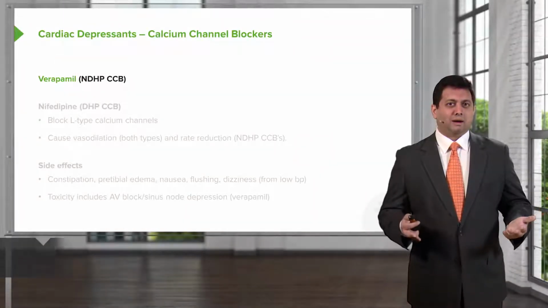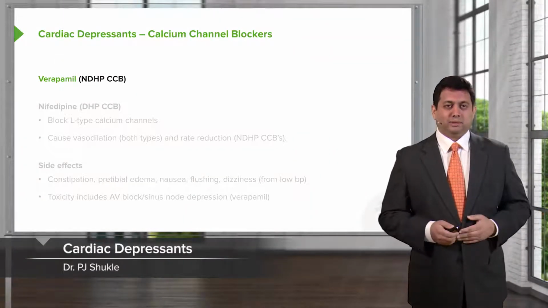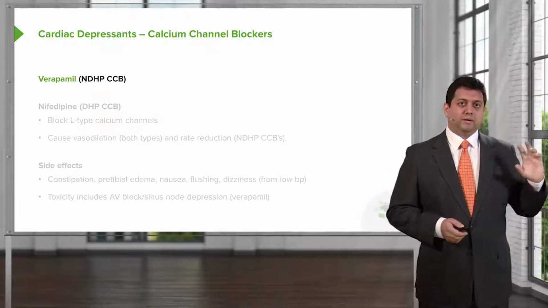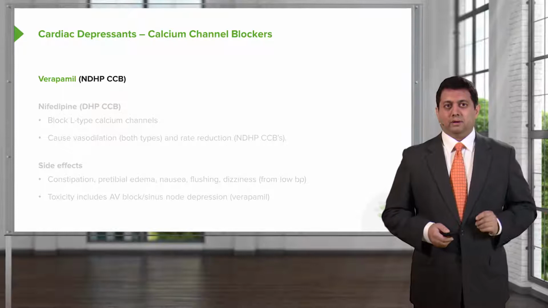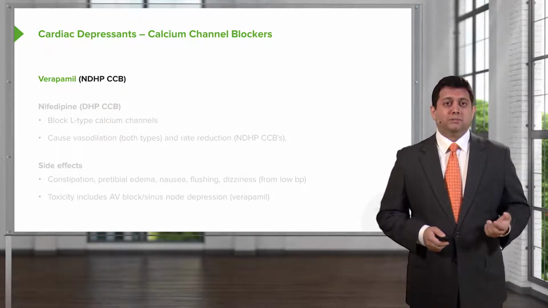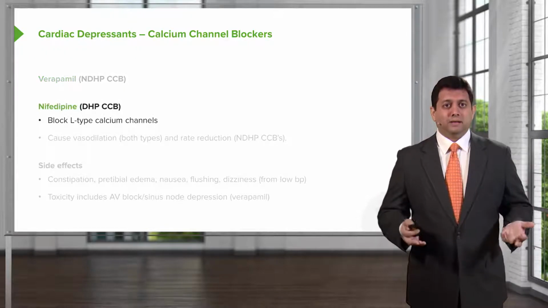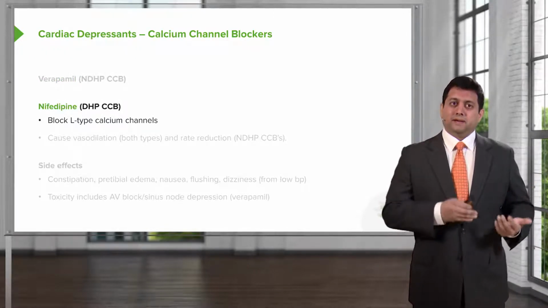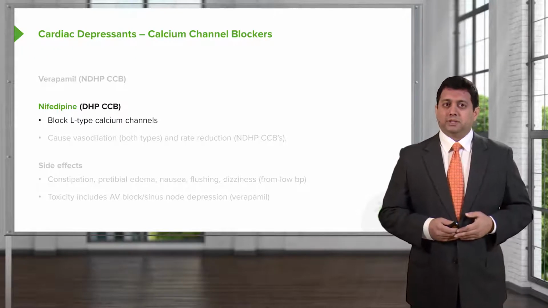Let's talk about the cardiac depressants like the calcium channel blockers. I'm going to use two prototypical calcium channel blockers, one from each class, and explain how they work. First, there's verapamil, which is a non-dihydropyridine calcium channel blocker, and there is nifedipine, which is a dihydropyridine calcium channel blocker. Now, the nifedipine will block L-type calcium channels.